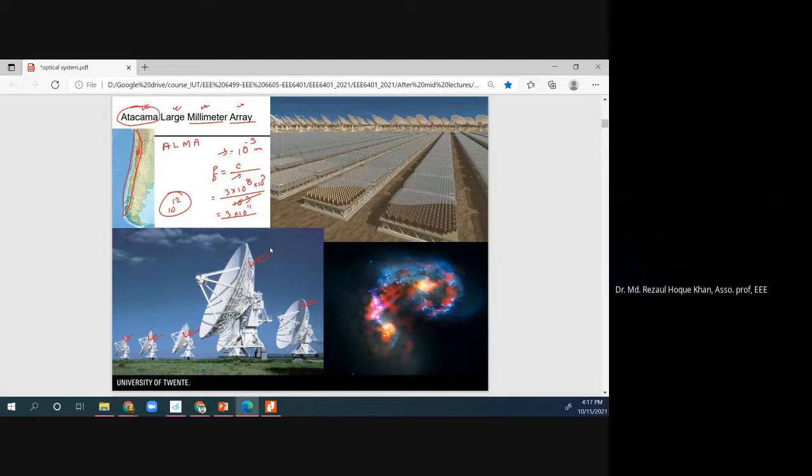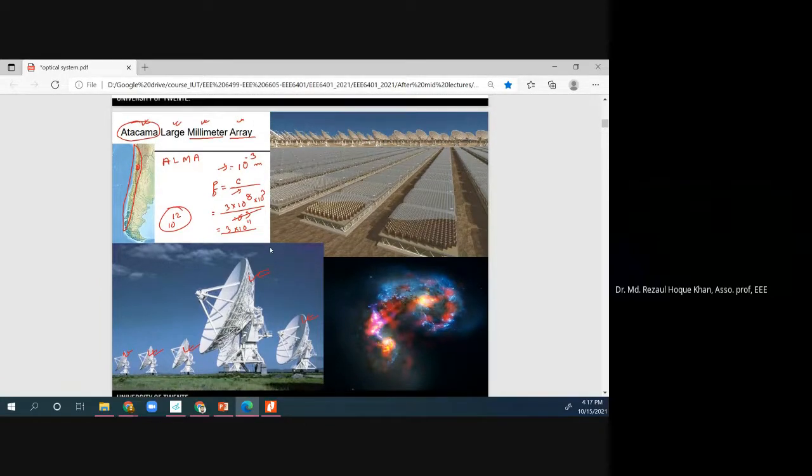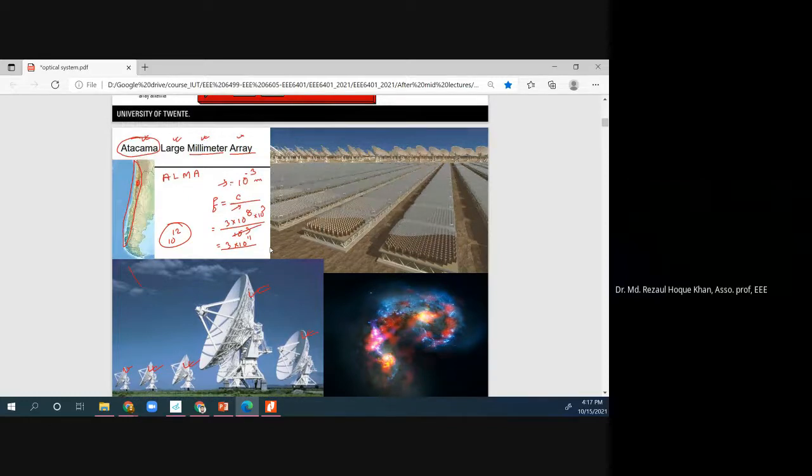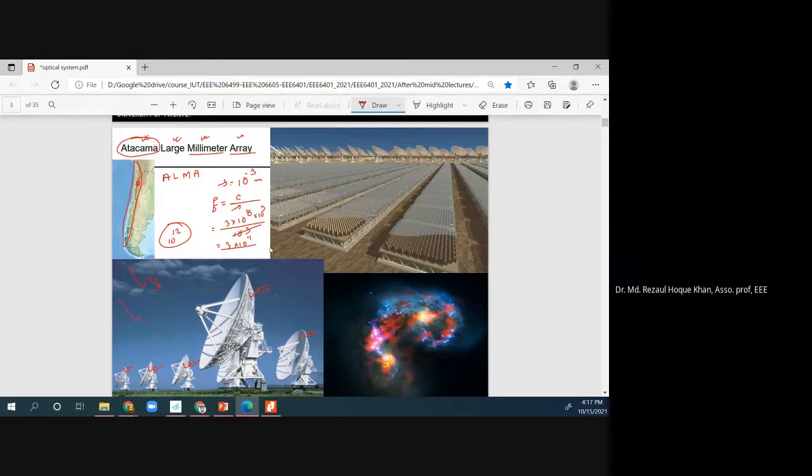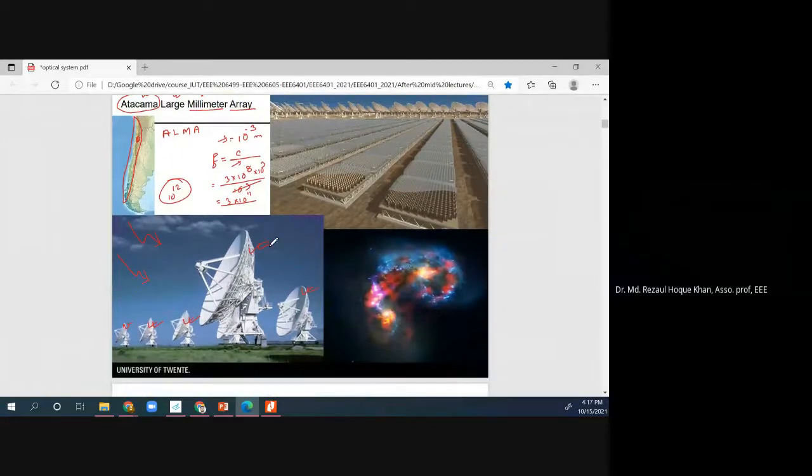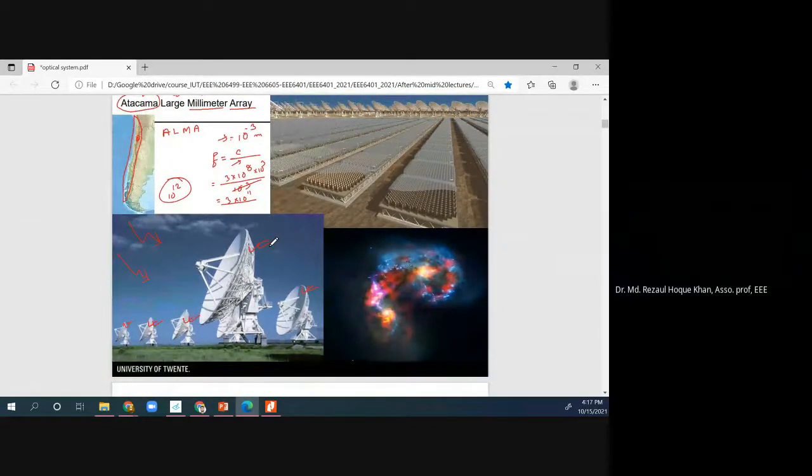What they do is they focus on the sky to receive very weak RF signals, radio frequency, coming from extraterrestrial sources. When they are synchronized, this kind of picture is produced. You see, what is this? Are you familiar with this picture? This kind of picture.